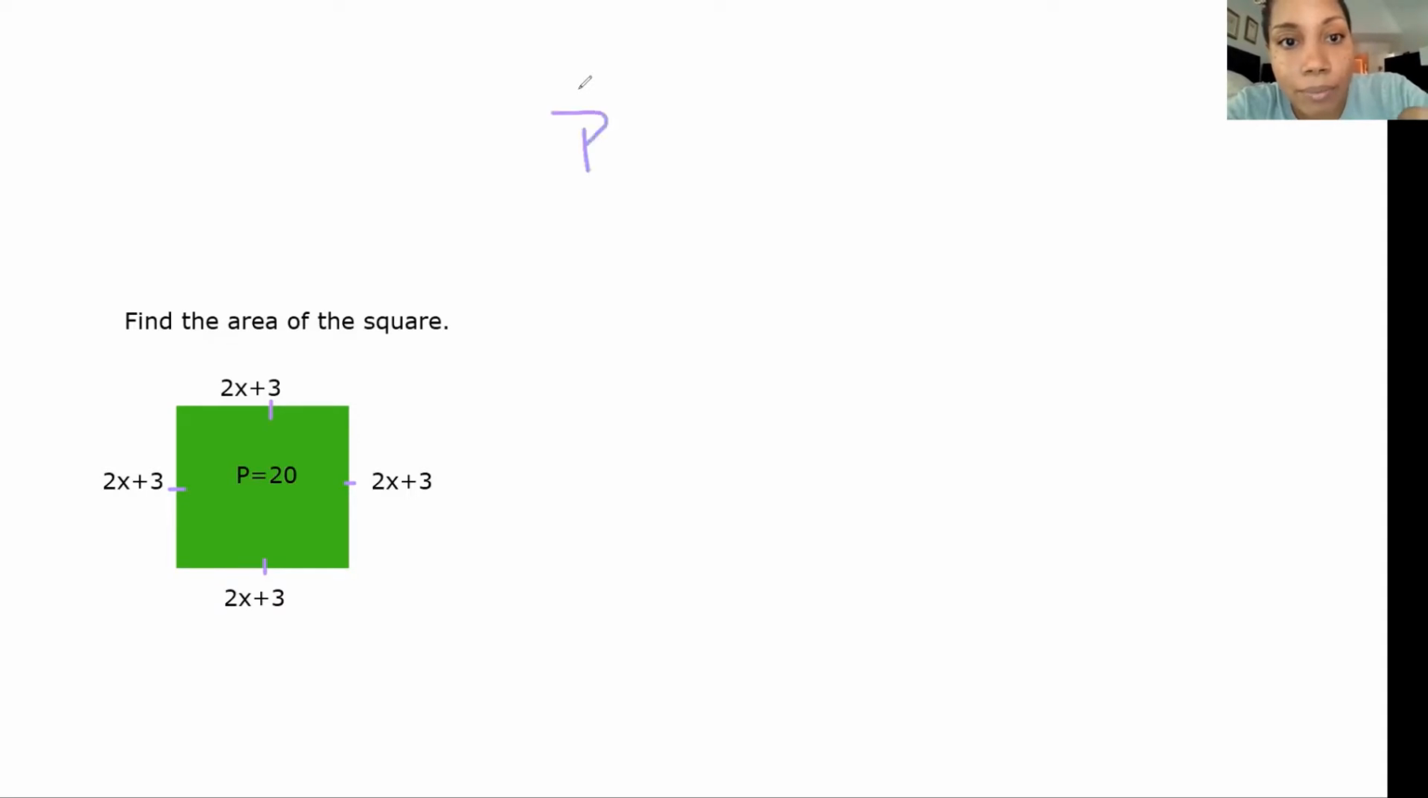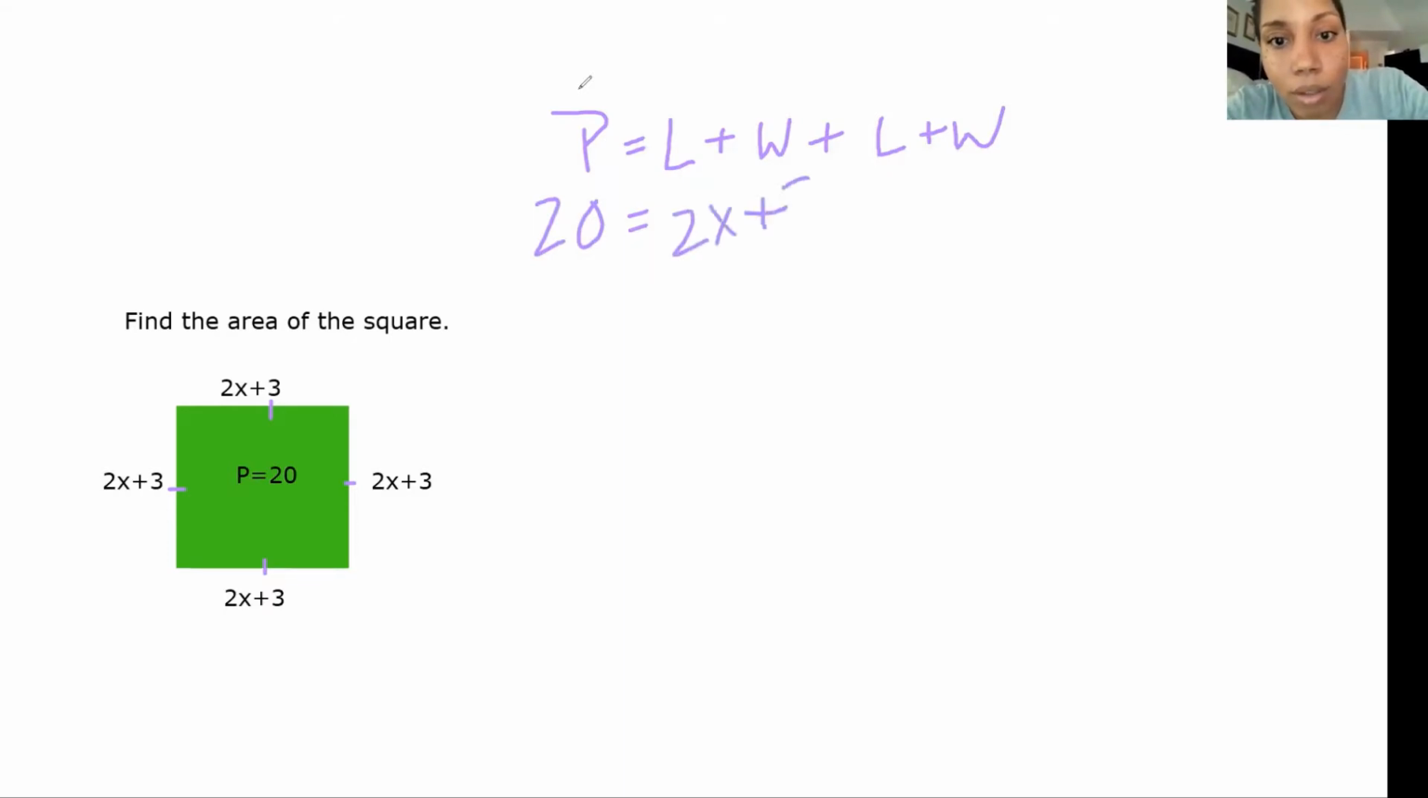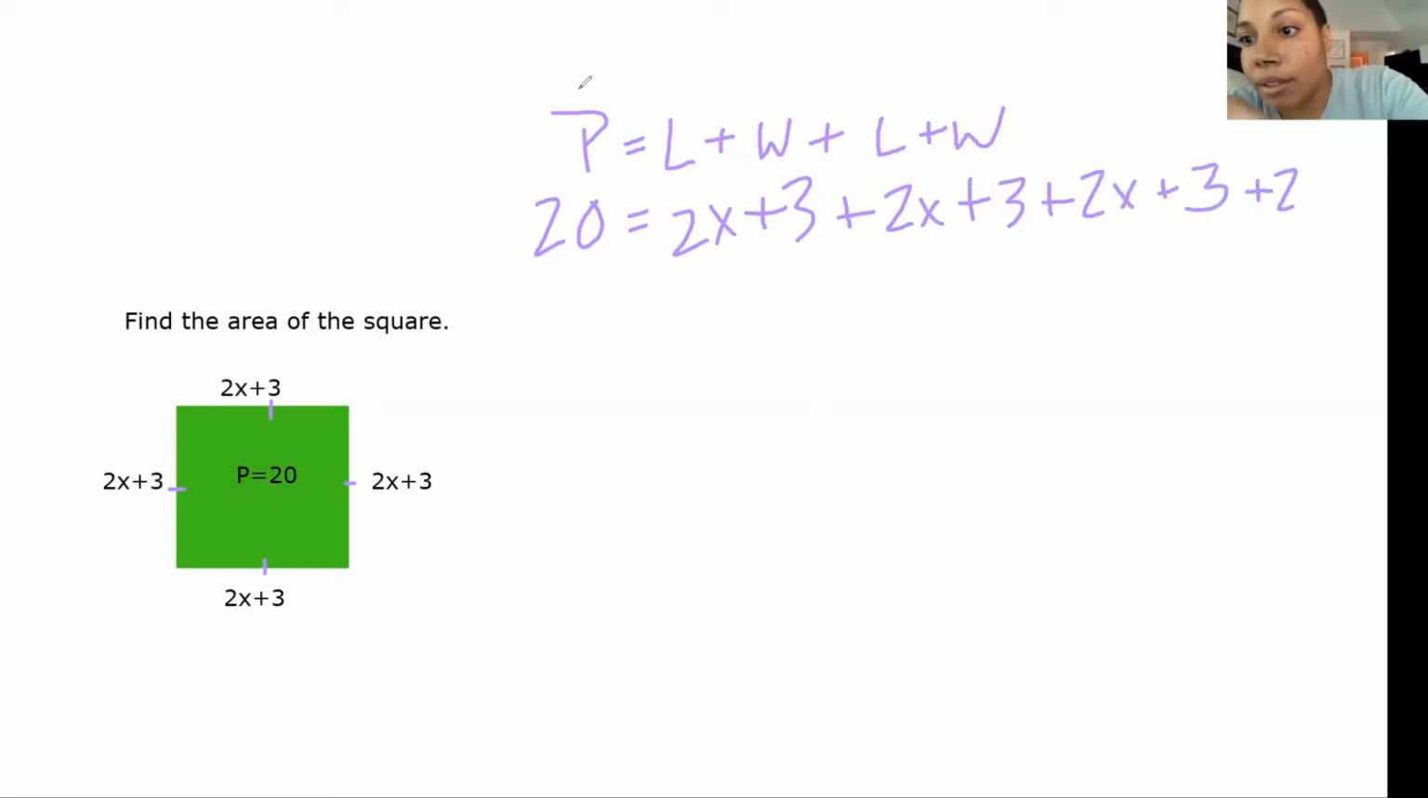So perimeter is simply just the sum of all the sides. So it's your length plus your width plus your length plus your width. And when we add all of these together, our perimeter is given as 20. So we're going to write 20 here. We're going to write our perimeter out as 2x plus 3 plus 2x plus 3 plus 2x plus 3, and another one, 2x plus 3. So we have 1, 2, 3, 4.